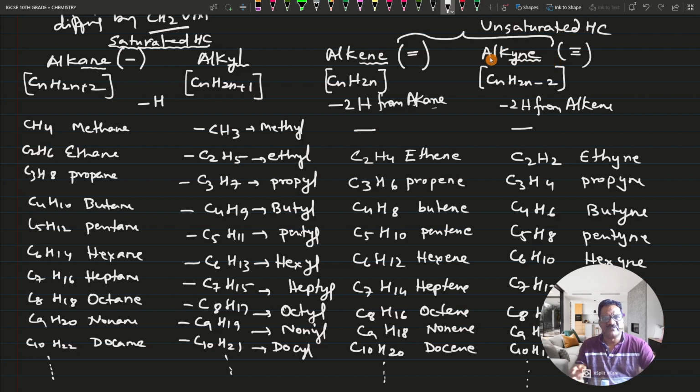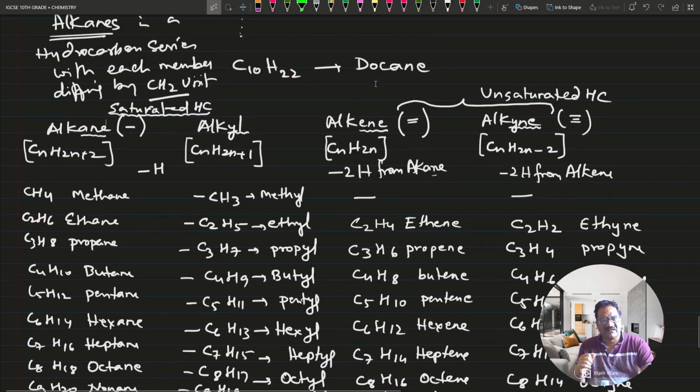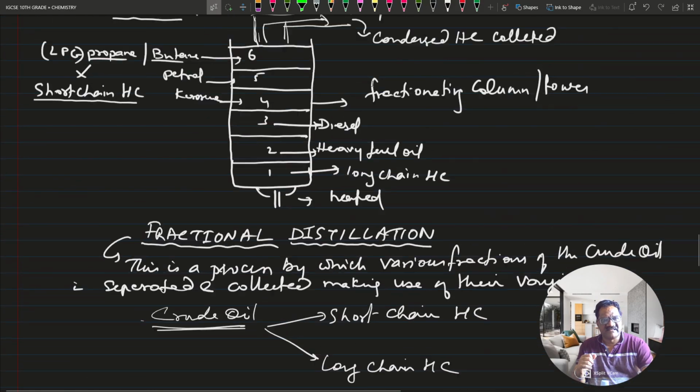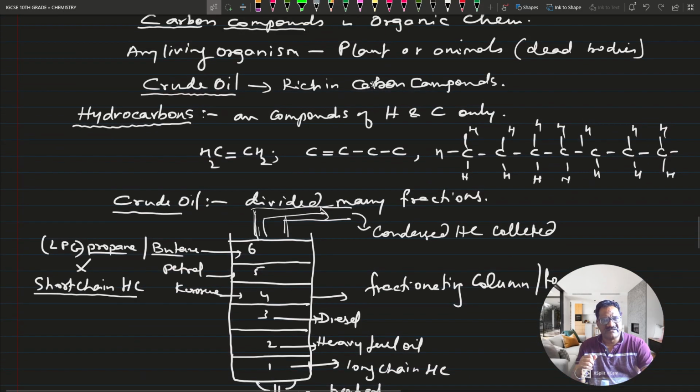So wherever you find a double bond or a triple bond, those hydrocarbons will be coming in the category of unsaturated hydrocarbons, and the hydrocarbons in which you will find only single bonds will be coming under the saturated hydrocarbon category. So that was the start of the chemistry session of this IGCSE 10th grade organic chemistry 1.